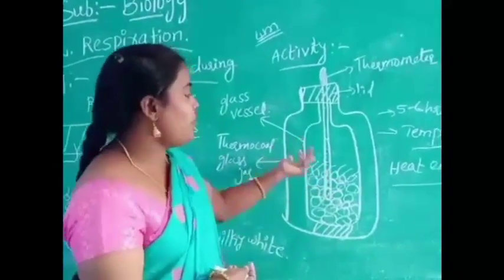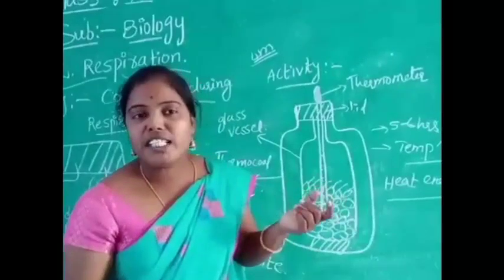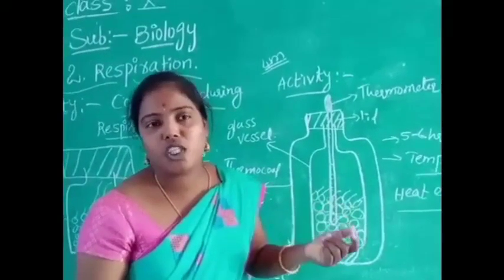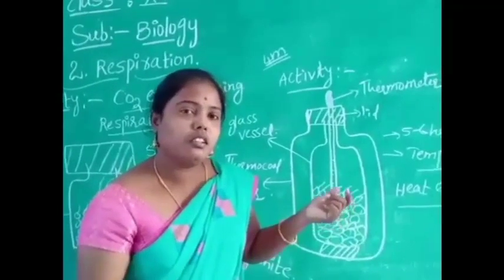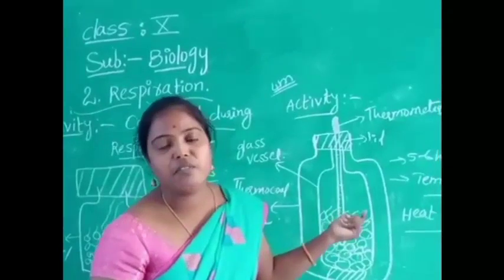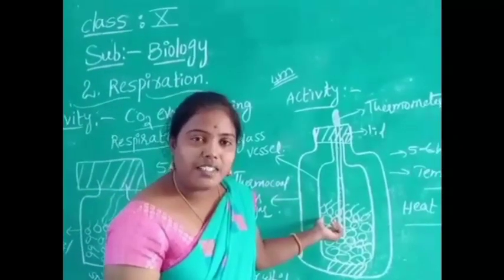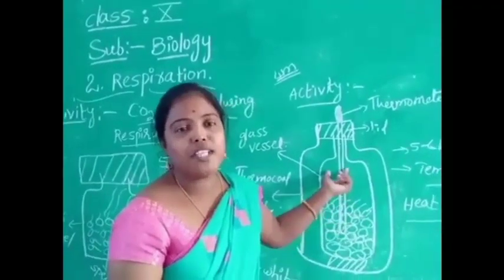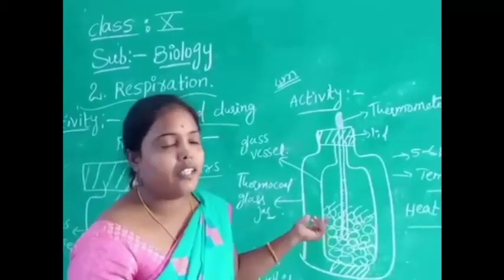Okay, so from this activity what you understood? Sprouted seeds release heat energy. That's why we can observe more temperature in the thermometer. From this activity what you understood? The heat energy is released due to respiration process. Okay, the heat energy is released during respiration process.